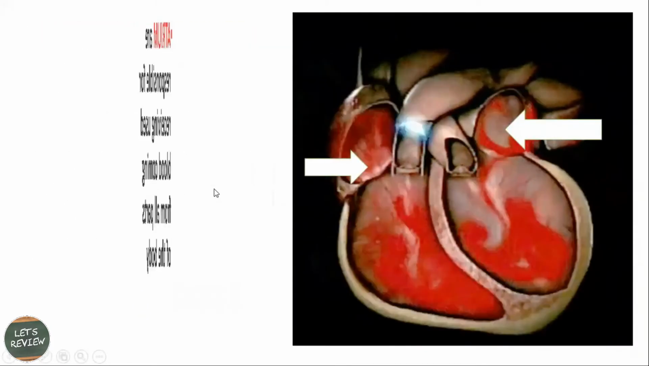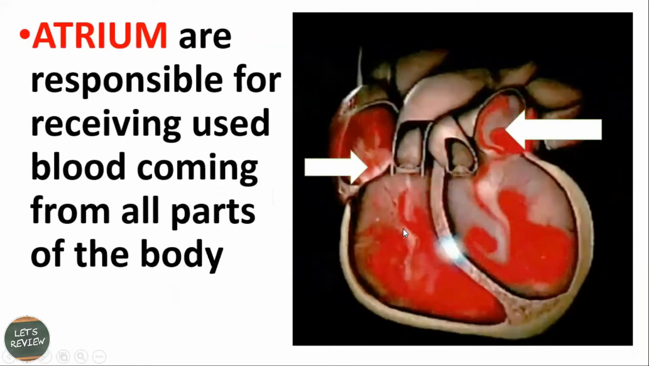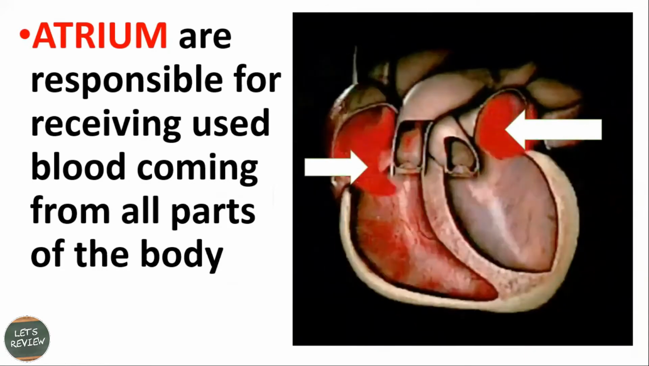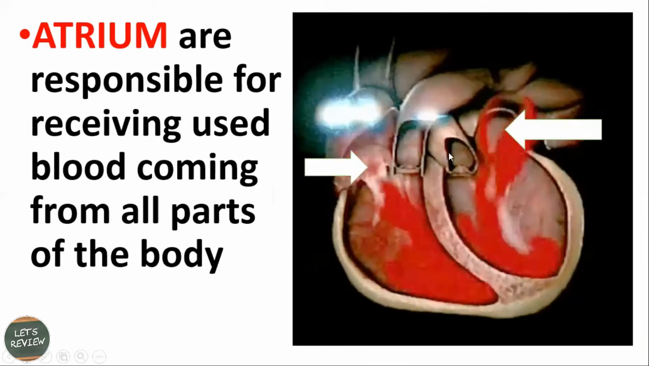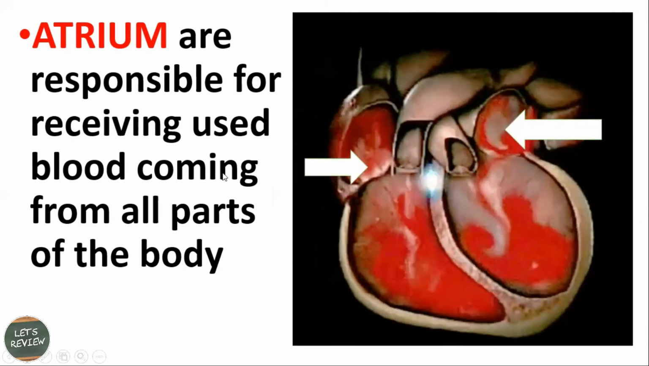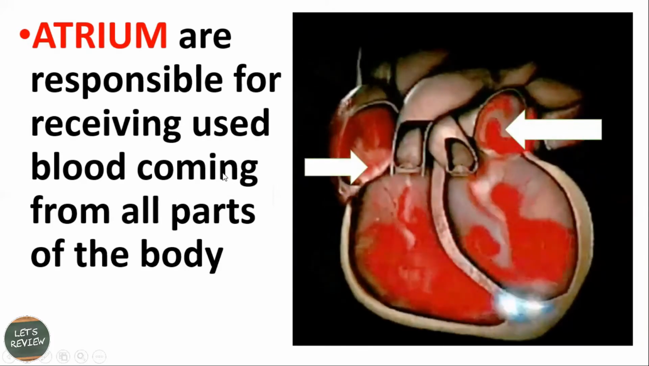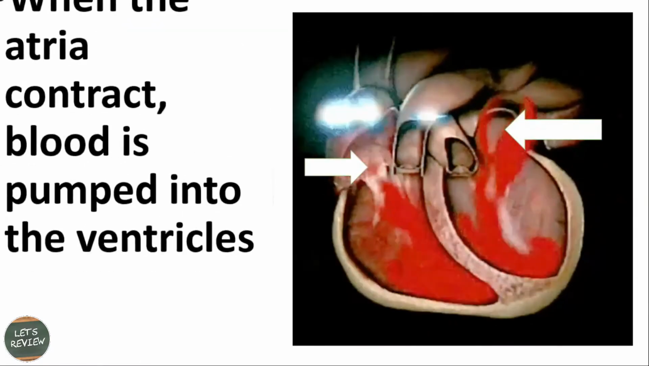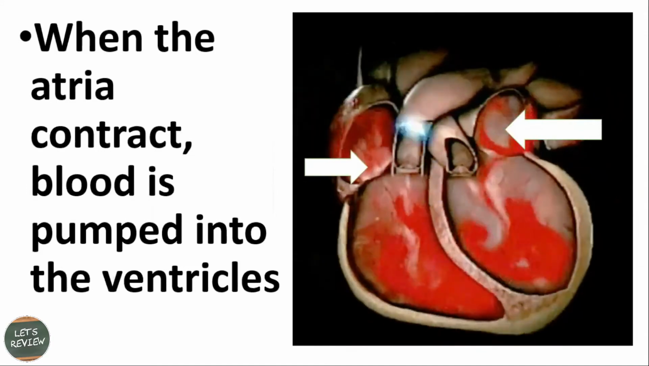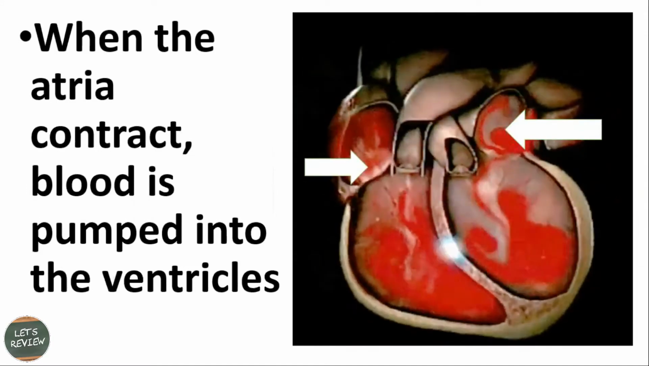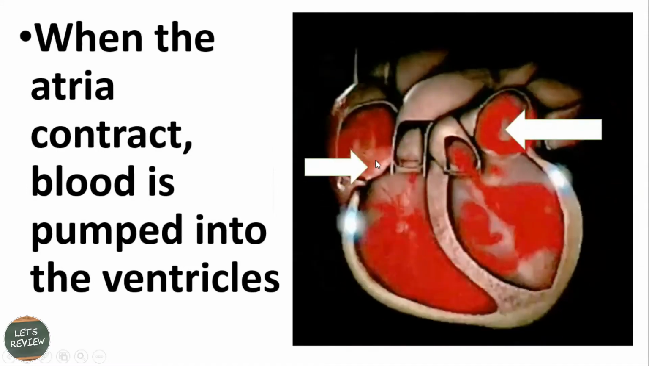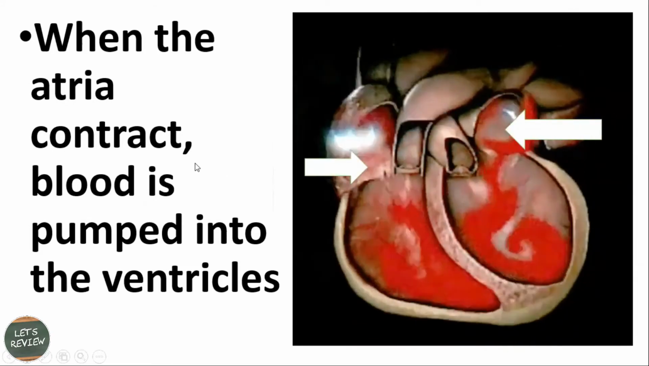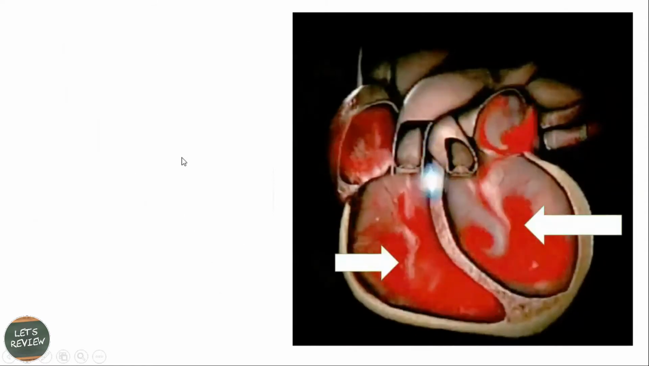Beginning with the atrium, which is responsible for receiving used blood coming from all parts of the body. The arrows are pointing at the atrium part. It is located on the upper portion of the ventricles. When the atria contract, blood is pumped into the ventricles. Just watch the red. Red represents the flow of blood inside these chambers.